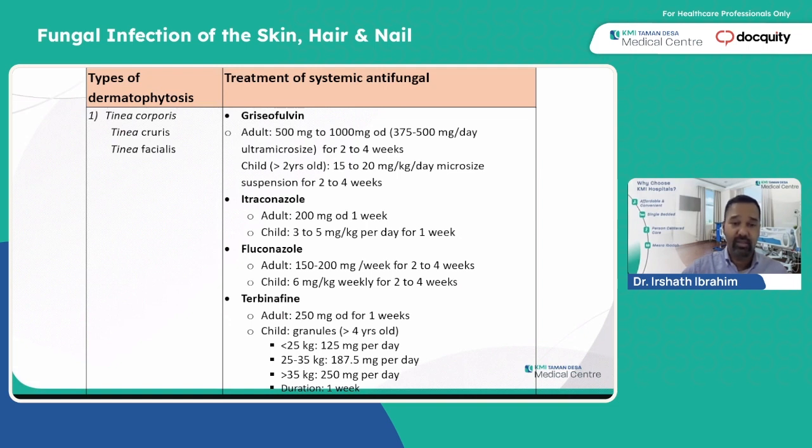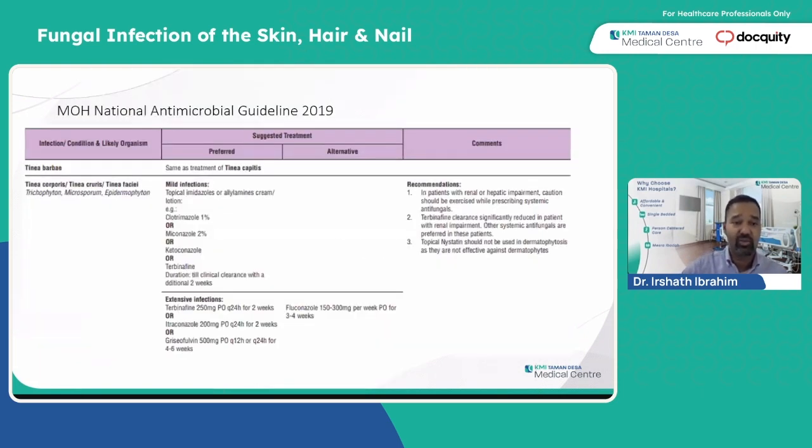So these are the adjustments for pediatrics. Terbinafine is approved for children above the age of 4, and griseofulvin is approved for children above the age of 2. The others are also an option, but the first choices would be itraconazole and terbinafine. So just pay attention to this dose and this duration, and then you can compare with our Malaysian antibiotic guideline 2019.